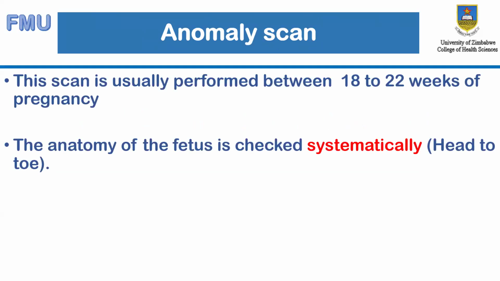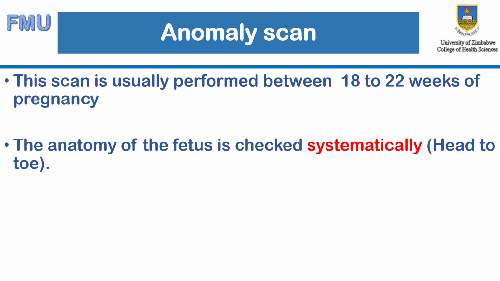The anatomy of the fetus is checked systematically from the head to the toes. So you might begin from the head up to the toes, or you might begin from the toes up to the head. Sometimes if you check the fetus from the toes, if you see any abnormality, then it might help you to anticipate what you are expecting to see as you are scanning up to the fetal head.